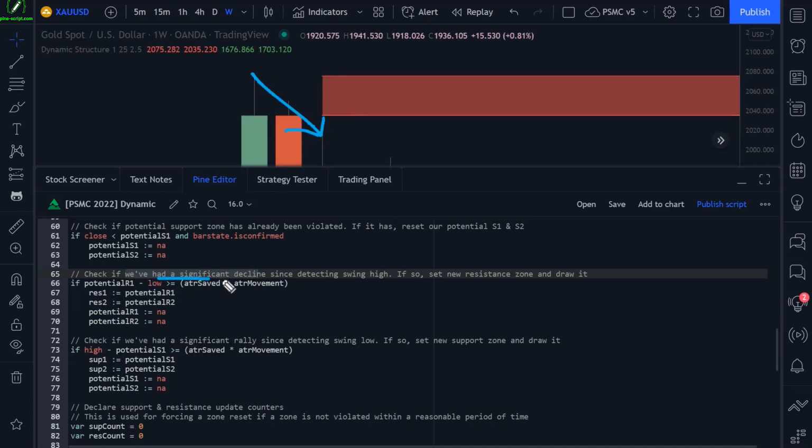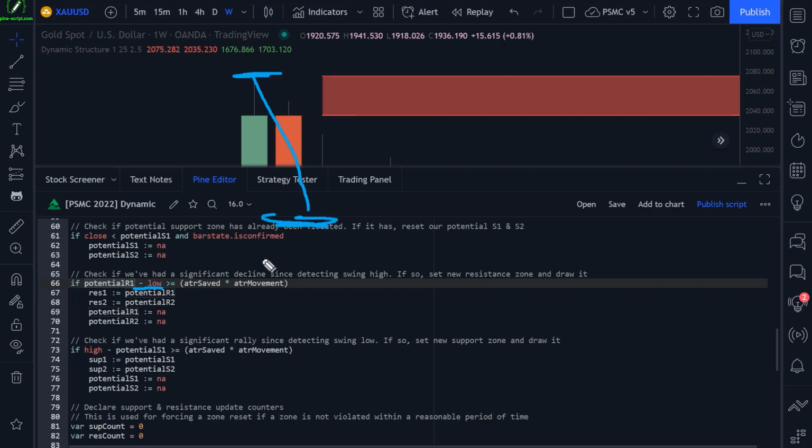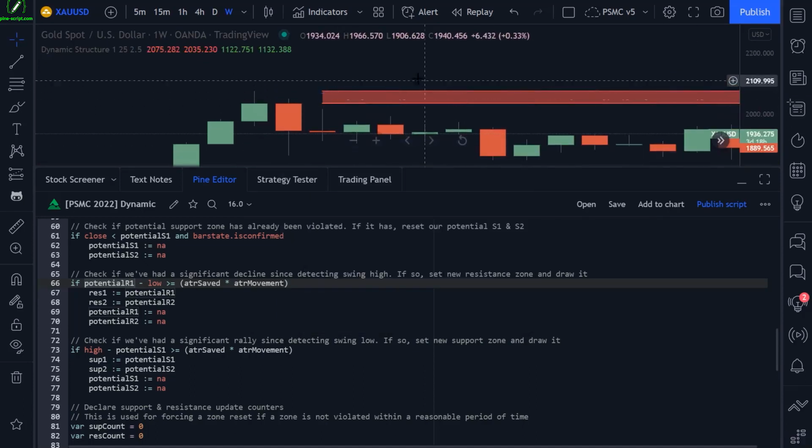Have we had a significant decline since detecting the swing high? If so, set the new resistance zone and draw it. So if the potential R1, which is our wick, if we subtract the current bar's low from that wick, and that distance from the wick to the bar low is greater than or equal to the ATR at the time that this high was made, multiplied by our ATR movement, which is this variable here, so 1 ATR by default. If we've had a 1 ATR distance from the swing high down to the swing low of this bar, if that has happened, then we have a valid resistance zone and we start drawing it on the next bar.